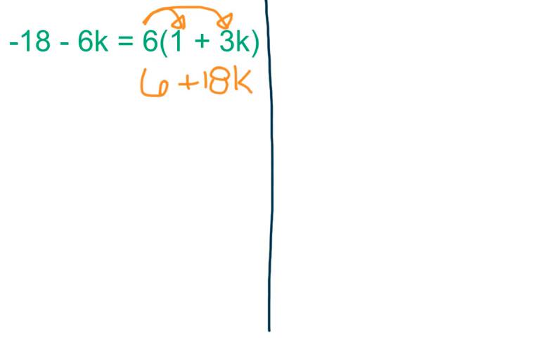Now, the right side is the only side that had a number outside a set of parentheses. And so the left side, we're just going to write it down exactly as it is. So we just write down our negative 18 minus 6k. So we just handled our first step. That's called the distributive property. If we have to distribute, you're going to multiply. You multiply the outside by everything on the inside, and then you're done.